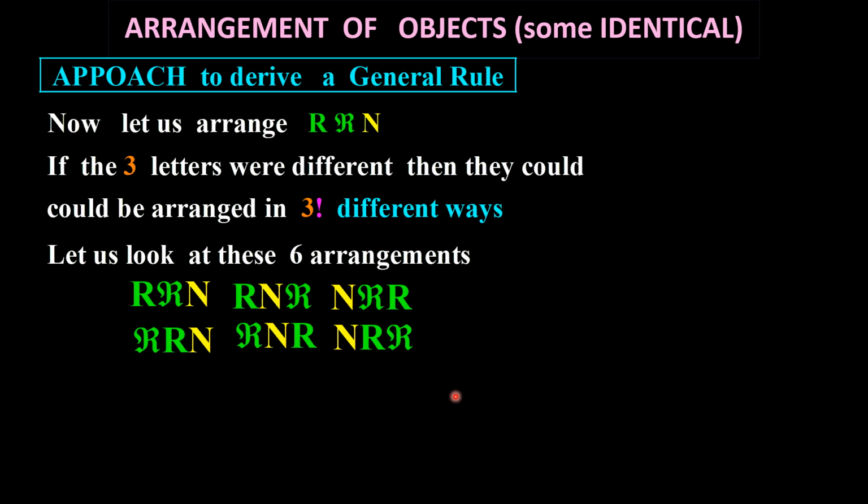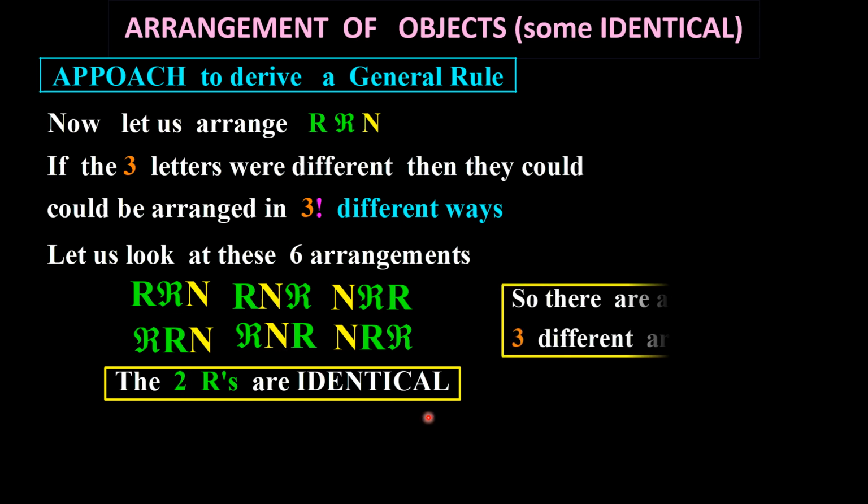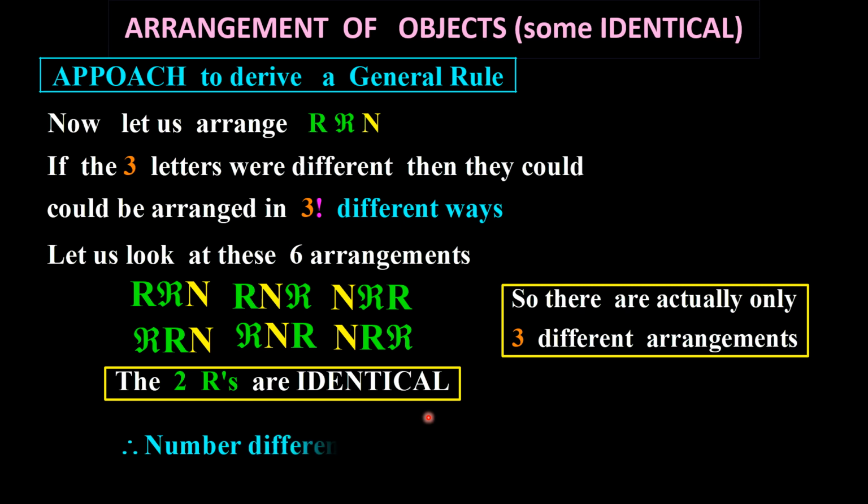But remember, the 2 R's are not different. I just added cursive. They're identical. So in actual fact, this is exactly the same arrangement. So that's 1, 2, 3. So in fact, here we only have 3 different arrangements. So if we have a repetition, we actually have duplicate, identical arrangements there. So the number of different ways in this case is 3.